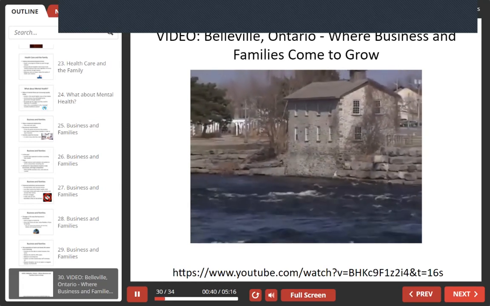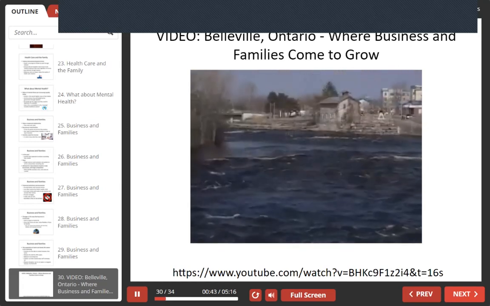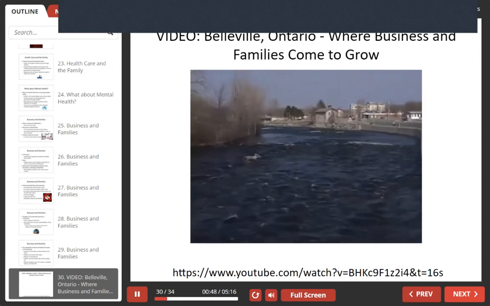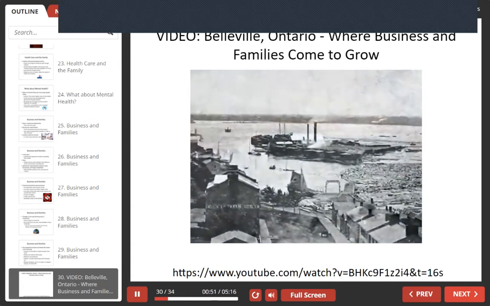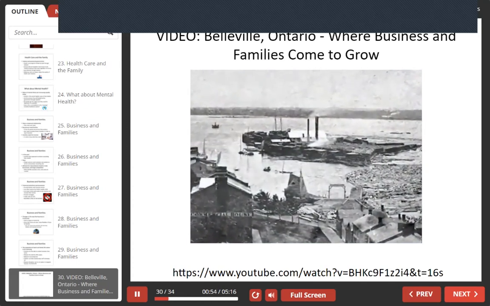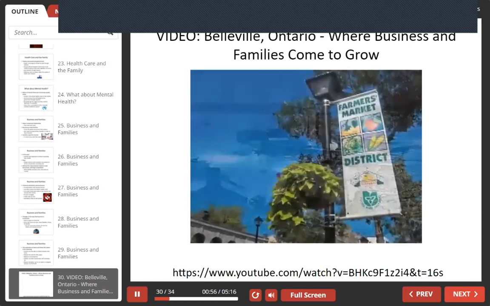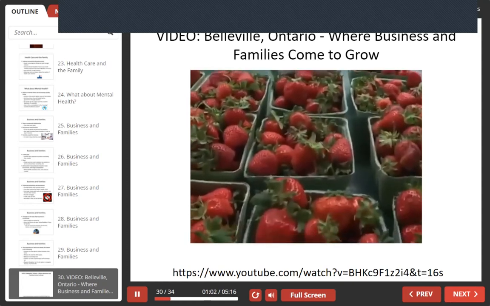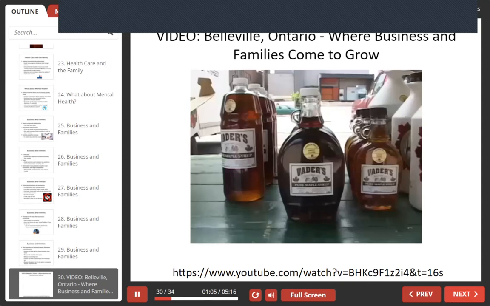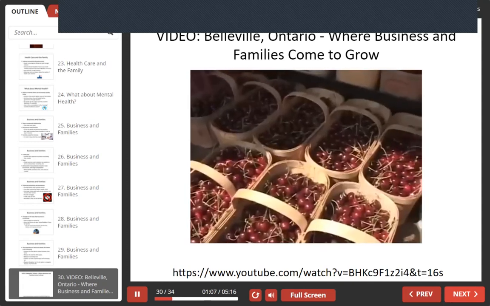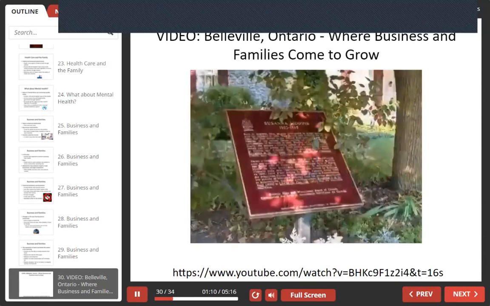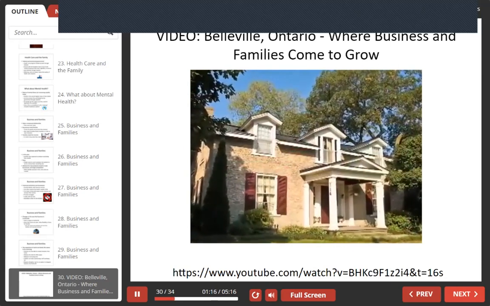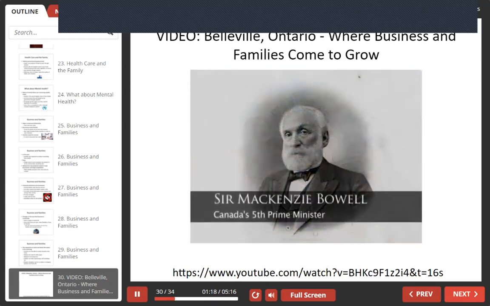The Moira River provided water power for grist mills built by United Empire Loyalists when they settled this community in the late 18th and early 19th centuries. The industrial and agricultural town of the 19th century has evolved into a modern, thriving commercial and industrial center that retains its roots through a thriving agricultural sector. Authors Susanna Moodie and Farley Mowat called Belleville home, as did Canada's 5th Prime Minister, Sir Mackenzie Bowell.